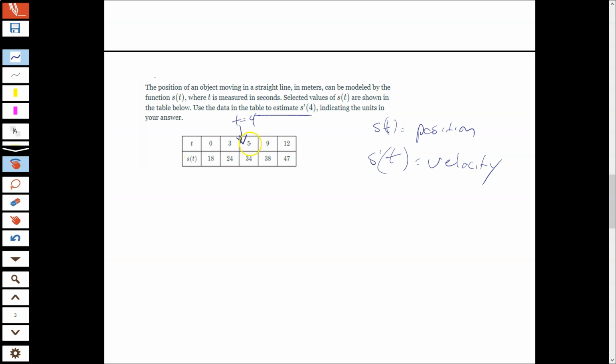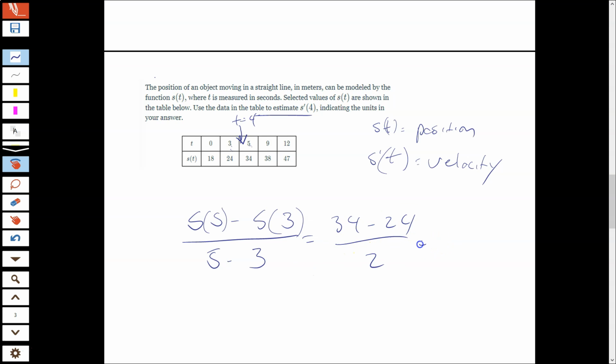So remember, this is some kind of curve. I want the secant line between 3 and 5 to estimate the derivative in the middle there, right? So this is going to look like this. S of 5 minus s of 3 over 5 minus 3. So that's our kind of rate of change slope formula that we've always been using, right? And then I just pull these values out of the table, so that's going to be 34 minus 24. 5 minus 3 is 2, which gives me 10 over 2, which gives me 5.